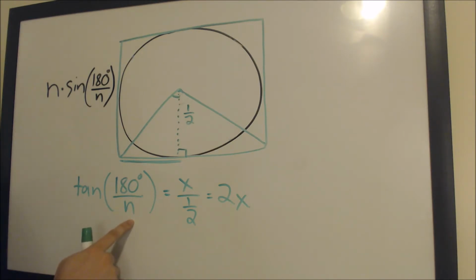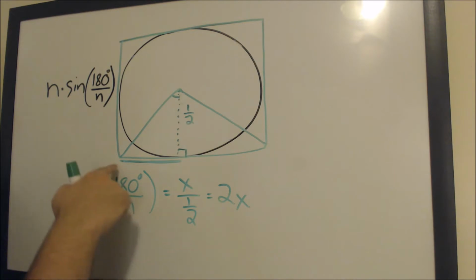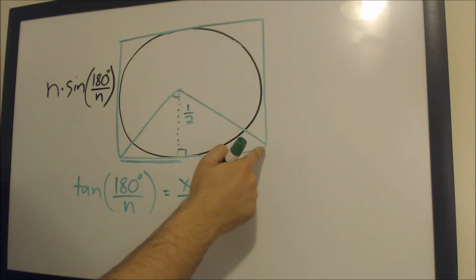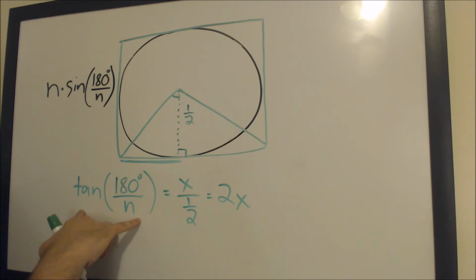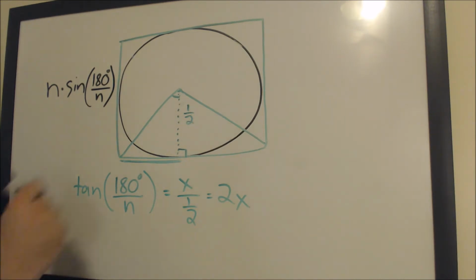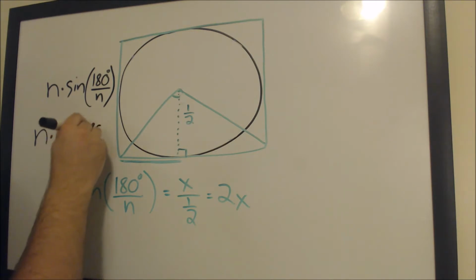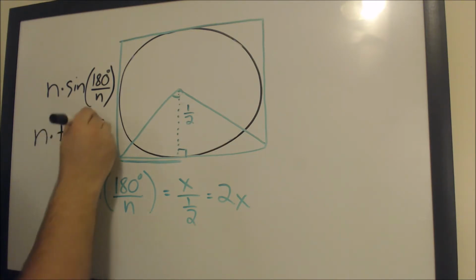And furthermore, that means that if I wanted to find the entire perimeter, I simply take my side length and multiply it by the number of sides, which is n, which means that my circumscribed polygon is going to be n times the tangent of 180 degrees divided by n.